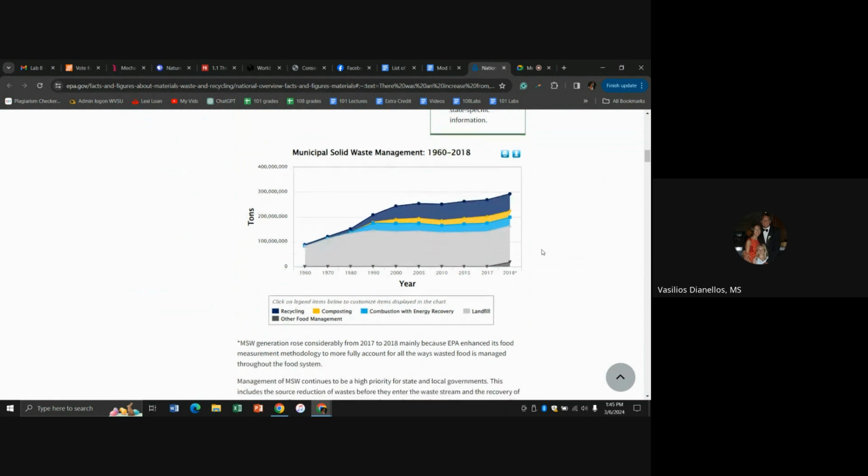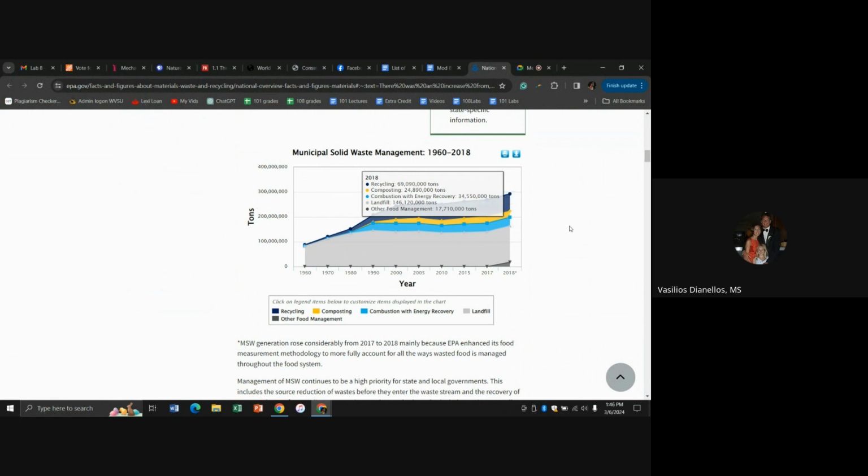You could use this graph if you want to, because you can see here the categories of recycling, other food management, composting, combustion with energy recovery, and landfill. So you could technically click on the year and see the data. But you can see that's 1960, 1970. This is trends, and trends are useful data, but not necessarily what we're looking for. And you can see here, this is the actual data that you're looking for. And right there it is. But that's just the total tons.